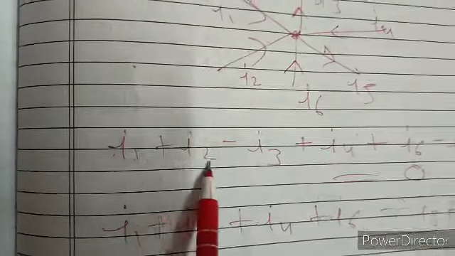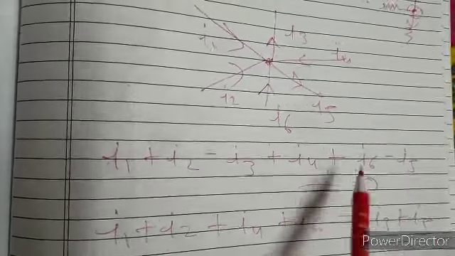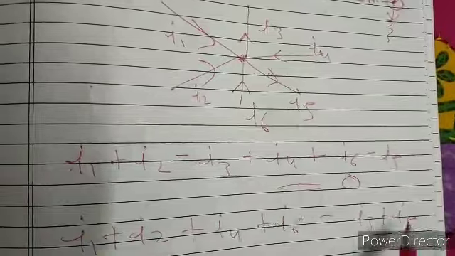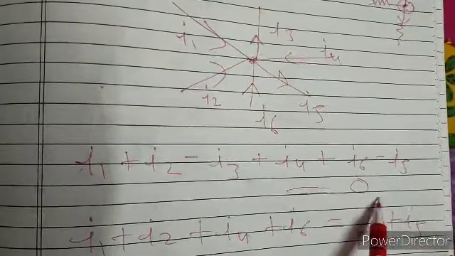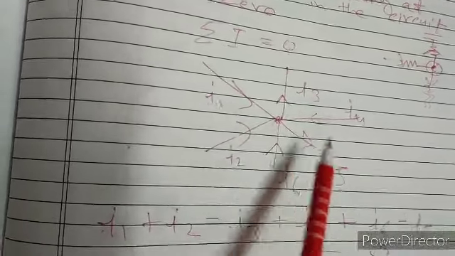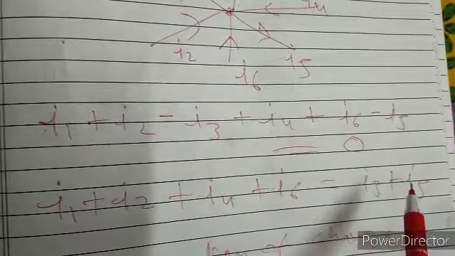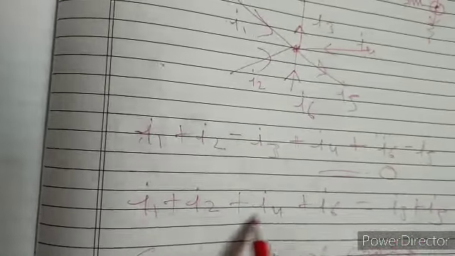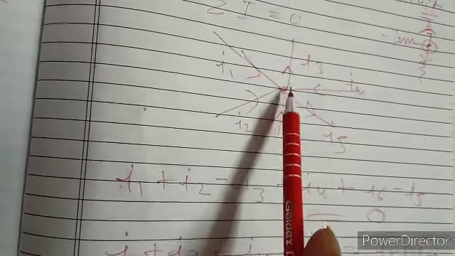Or we can write I1 plus I2 plus I4 plus I6 is equal to, transferring I3 and I5 to the other side, I3 plus I5. Here it is a negative sign; on the other side it will become positive. I1, I2, I4, I6 are incoming currents, and I3, I5 are outgoing currents. Then we can say that the sum of incoming currents at the junction or the point is equal to the sum of outgoing currents from that point.